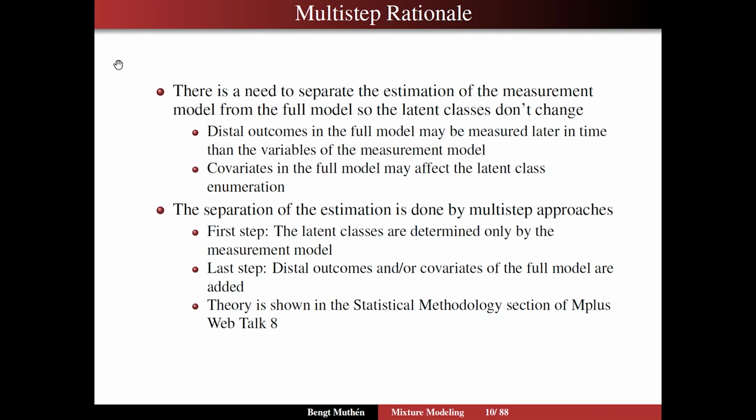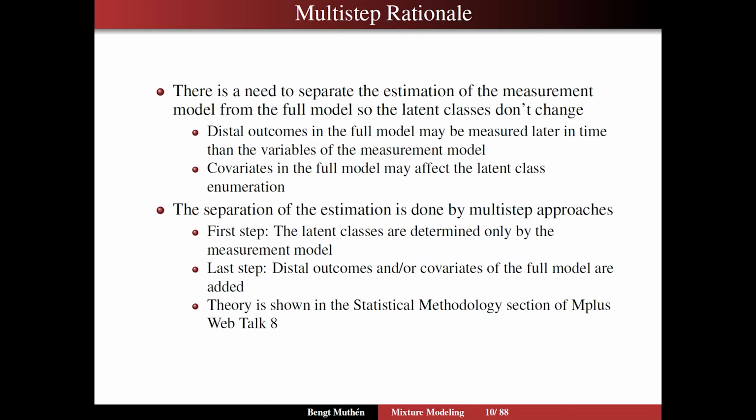And we talked about the multi-step rationale in Webtalk 8 about LCA with a single latent class variable, claiming that there is a need to separate the estimation of the measurement model from the full model adding then the distals and the covariates, so the latent classes don't change. And that's with respect to both distal outcomes and covariates. Distal outcomes in the full model, that is adding the y's after time point 2 in this case, may be measured later in time than the variables of the measurement model. And you want to predict from a measurement model using the information you have at that time point.